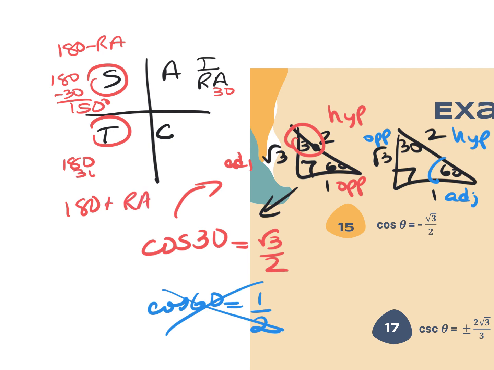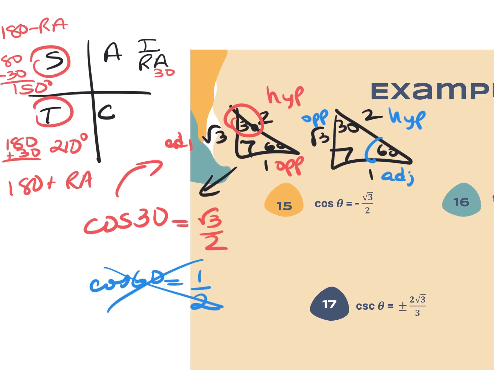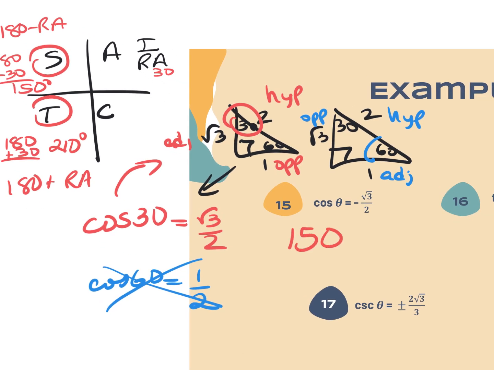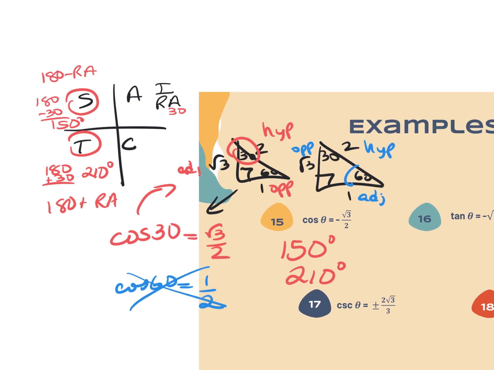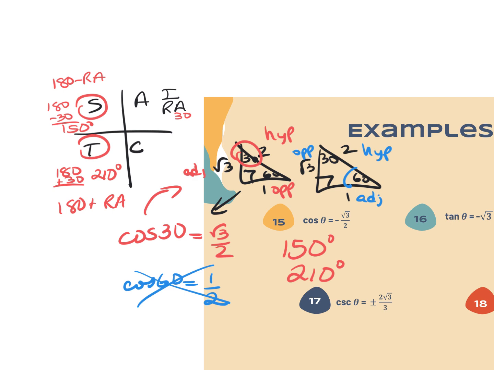So 180 plus 30, and it's 210. So my two answers for this problem are 150 degrees and 210 degrees. So when you see the square root of 3, draw both triangles and label it.